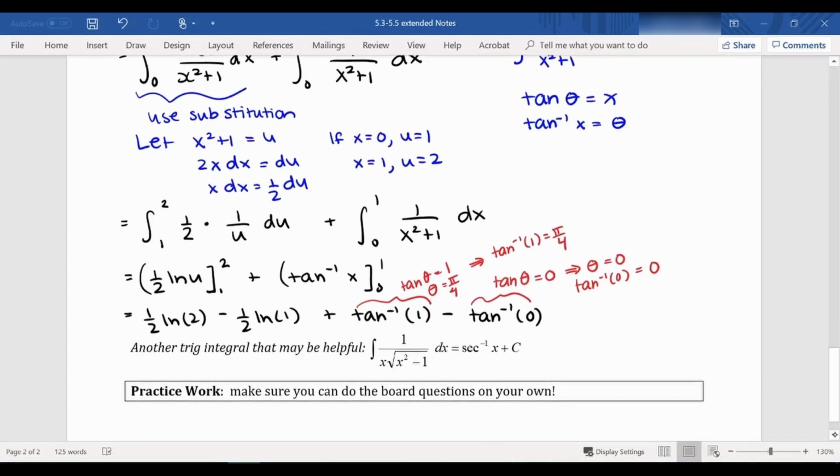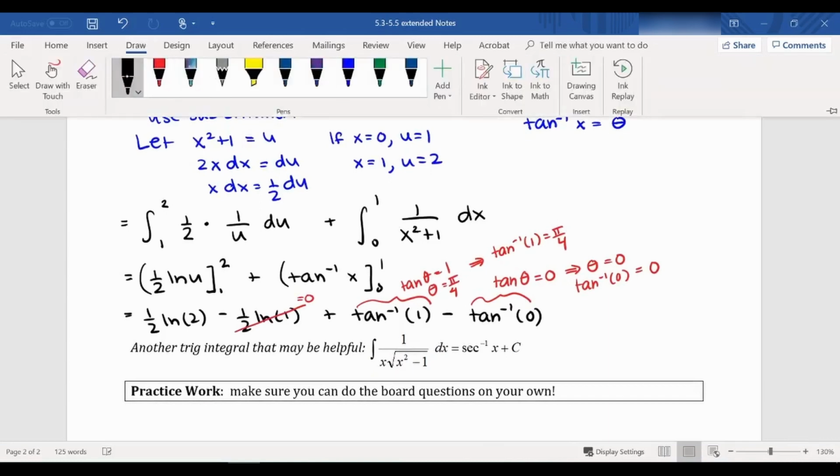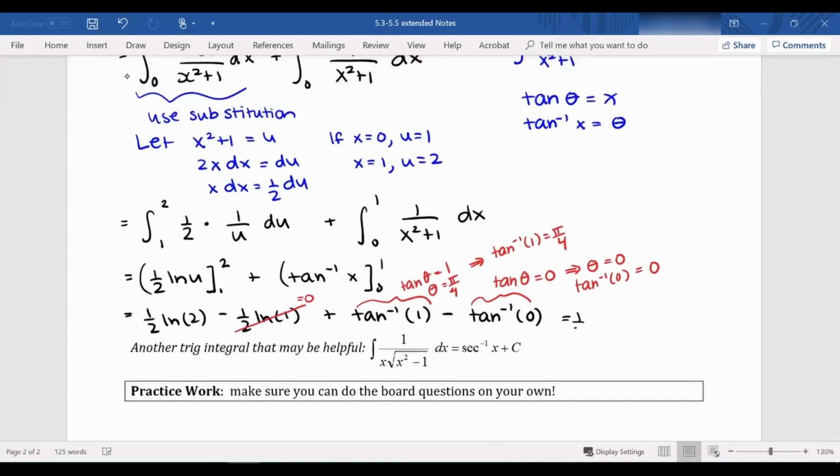We also know that 1/2 ln 1 is equal to 0. So what this means is we have 1/2 ln 2 minus 0, plus pi over 4, because inverse tan of 1 is pi over 4, minus 0, because inverse tan of 0 is 0. And so that's it. That's all we have. We could fix this up and write this as ln of 2 to the power of 1/2, plus pi over 4 if we want. Or we could write this as ln root 2 plus pi over 4. Again, any of these would be okay.